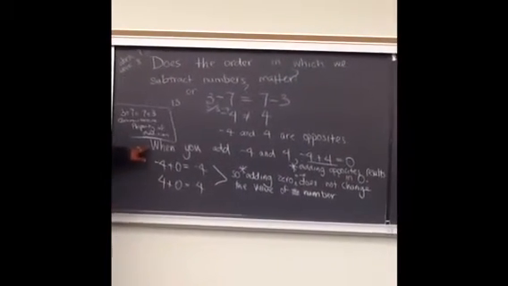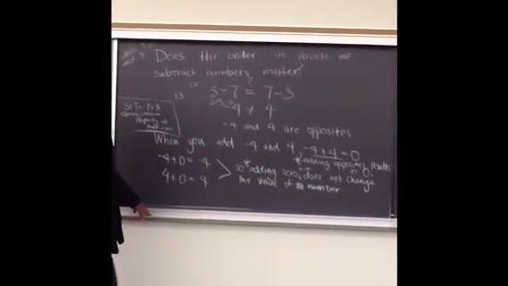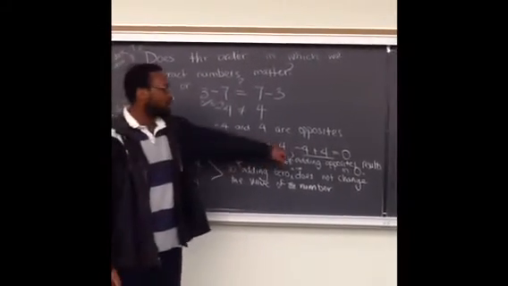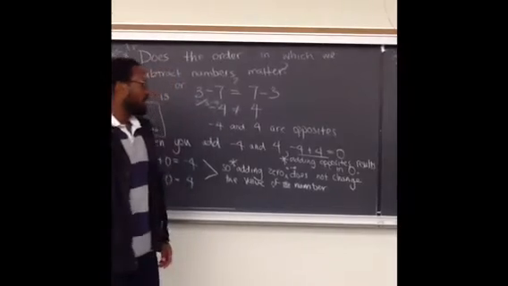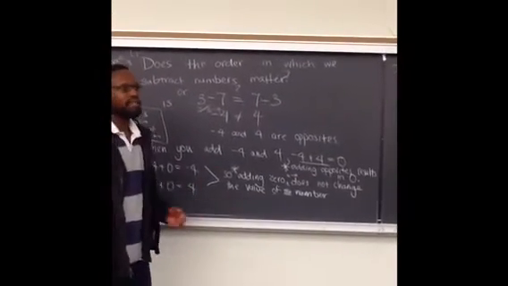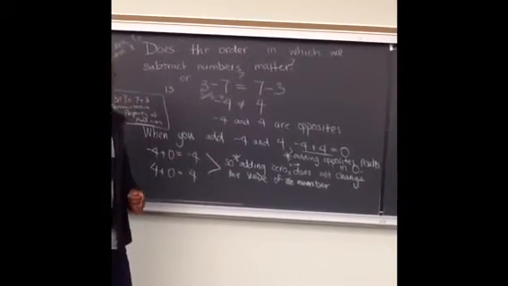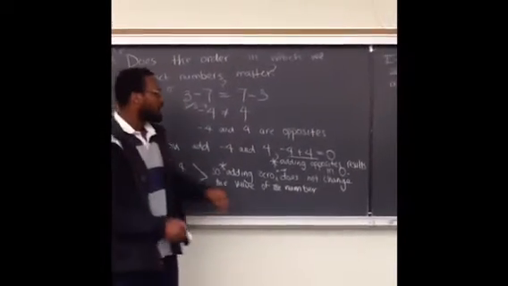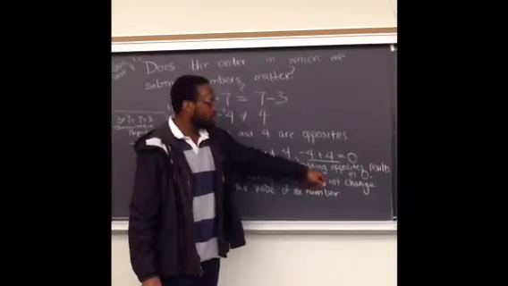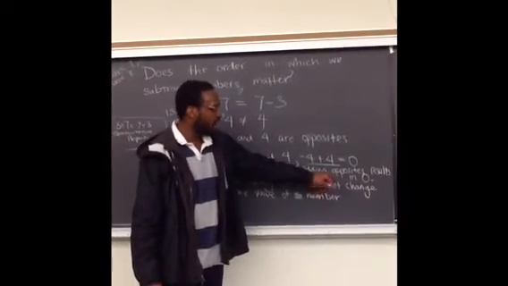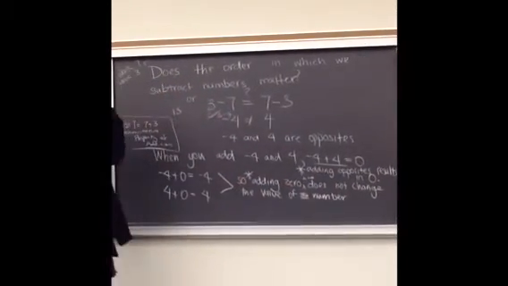So, when you add negative 4 and 4, what will happen? Well, negative 4 plus 4 is 0. And if we looked at negative 6 and 6 and added those, we get 0. If we looked at 10 and negative 10 and added those, we get 0. And we can generalize this by saying adding opposites results in 0.